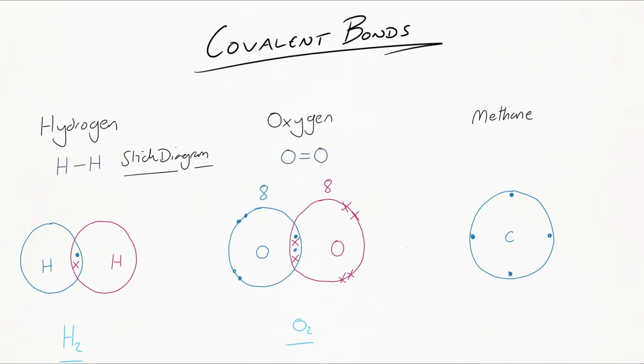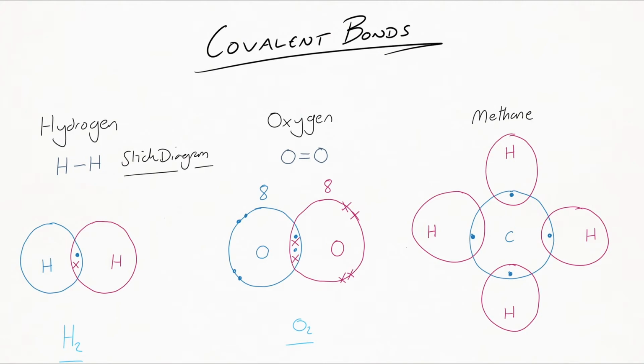Okay, so the way we would do this is by drawing in each hydrogen. So these are the hydrogen nuclei. And let's draw in their outer energy levels. Now you can see that each hydrogen atom is sharing an electron with the carbon. So this means that each hydrogen atom has now got 2 electrons in its outer shell. You can see that here, here, here, and here. And now you can see that the carbon has got 8 electrons in its outer shell.